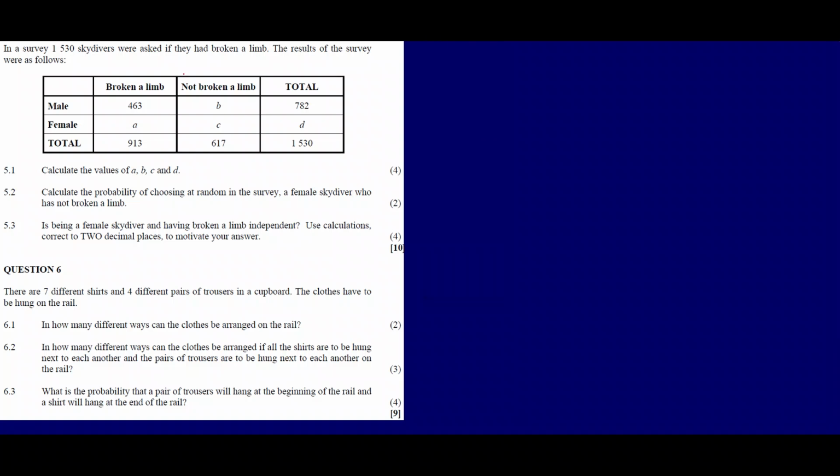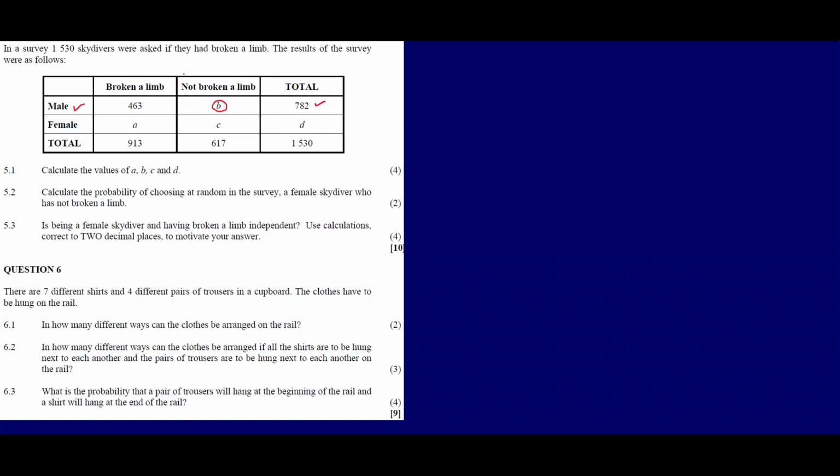I think you can clearly see that this is the male, so we have the males who have broken a limb. The number is 463. The number of males who have not broken a limb is B. We don't know the number of the ones that are not broken, but we do know the total. So if we know the total number of males in that survey, we can work out the number of those that have not broken a limb, which is this B value over here.